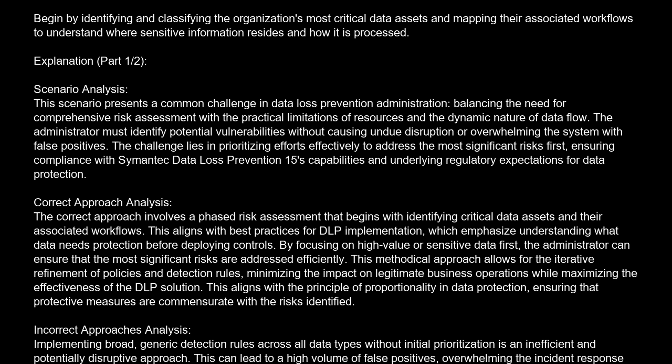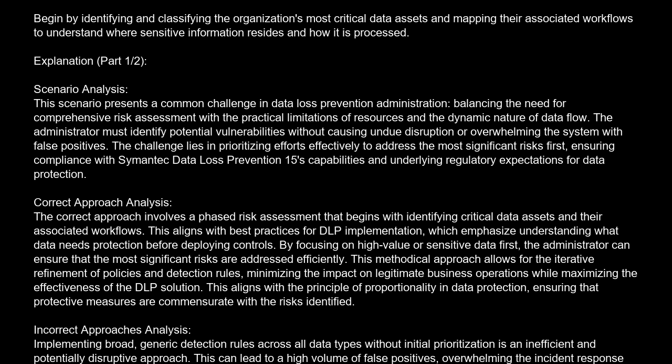The administrator must identify potential vulnerabilities without causing undue disruption or overwhelming the system with false positives. The challenge lies in prioritizing efforts effectively to address the most significant risks first, ensuring compliance with Symantec Data Loss Prevention 15 capabilities, and underlying regulatory expectations for data protection.